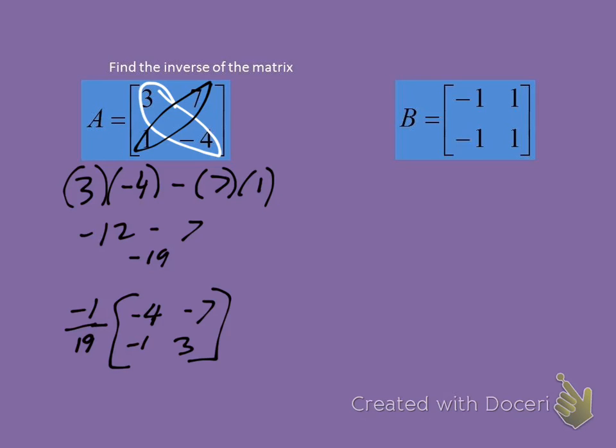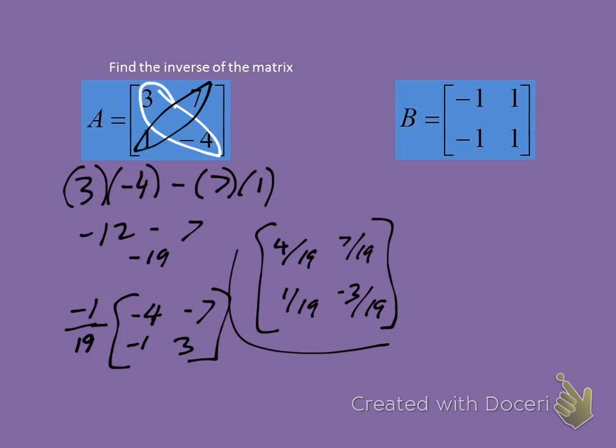So -1/19 times -4 gives you, anyone? Positive 4. Good job. +4 over 19, because negative times negative. Okay. Do -1/19 times -7. You get 7/19. Then 1/19. And then -3/19. Just like that.